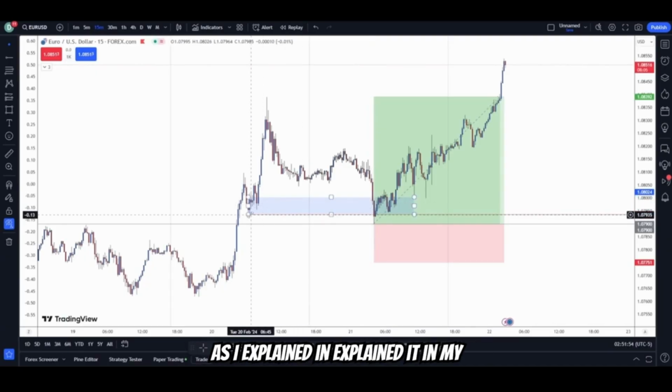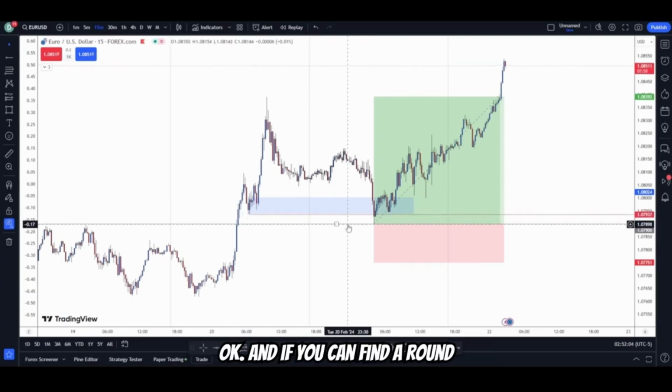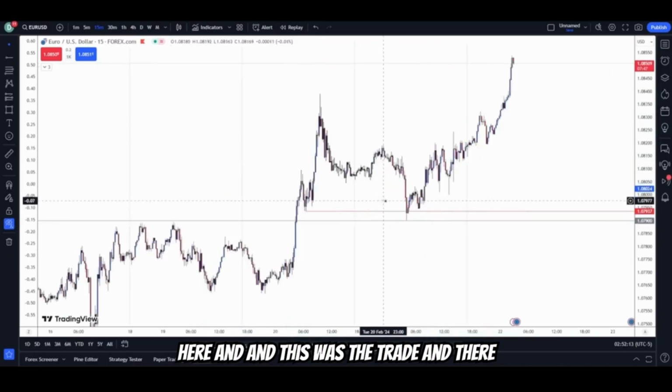But what we do, as I explained in my previous videos, is we will take a buy a little bit below that demand zone, okay. And if you can find a round psychological level below the demand zone like this, you can take a buy right over here. And this was the trade. And there are lots of examples.